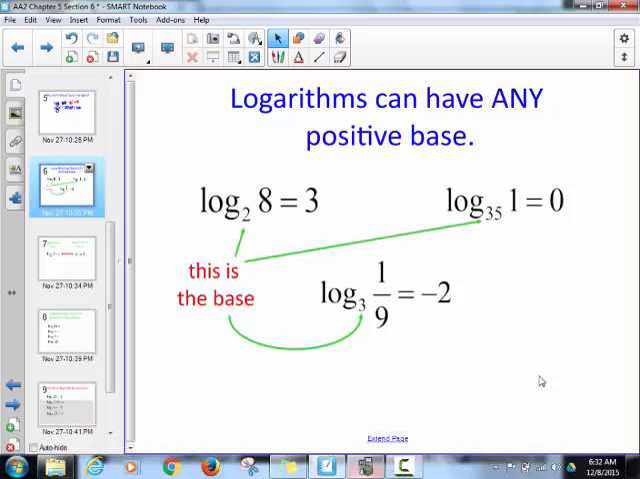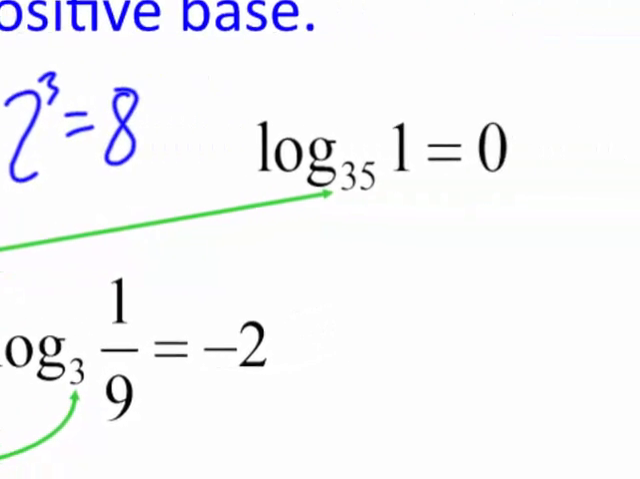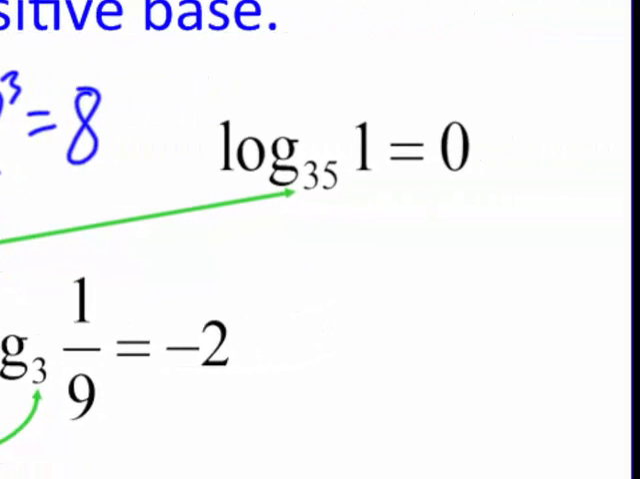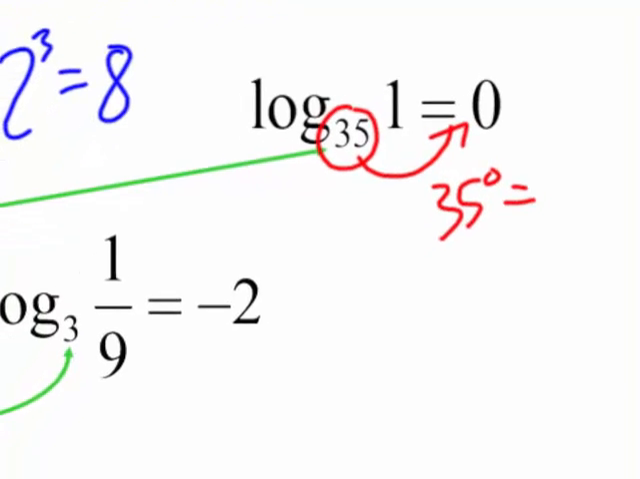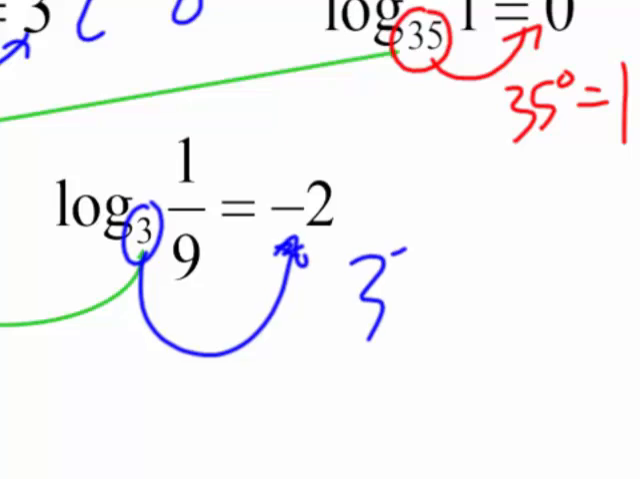But logarithms can have any base. We can have any base. So for example, this first one I have a base 2. So this is really saying 2 to the third power equals 8. And this one is saying 35 to the 0th power equals 1. And this guy is saying 3 to the -2 power equals, well, guess what? 1/9.